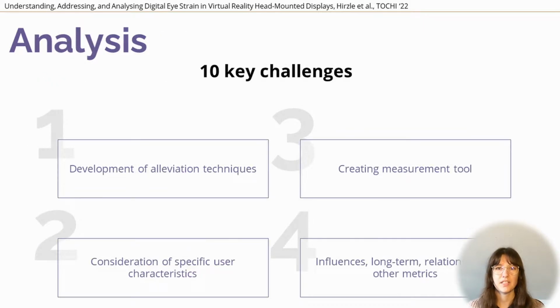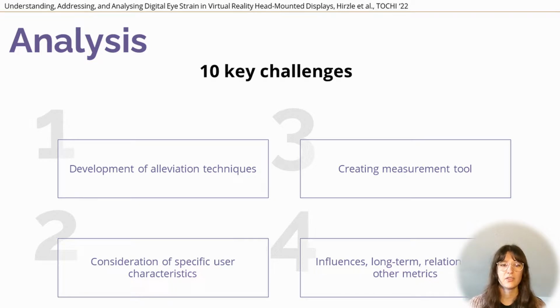Finally, I want to present our 10 key challenges here. In the paper, these are 10 key challenges, but I summarized them here into 4 main categories. So the first category of challenges is to develop alleviation techniques. In the paper, we showed one example of how to do this with the eye exercises, but there are certainly more that could be developed, implemented and evaluated.